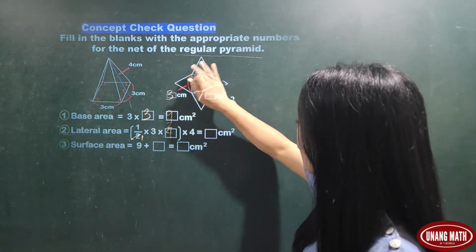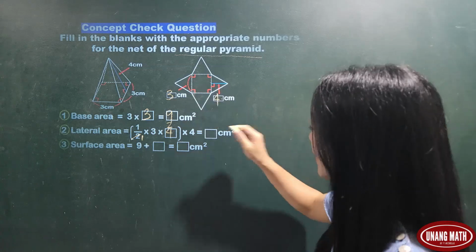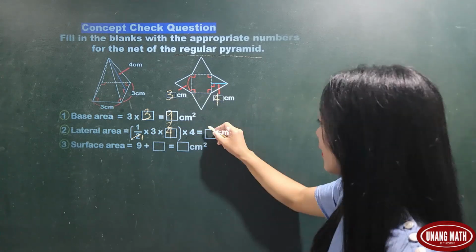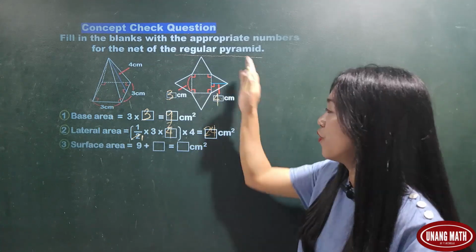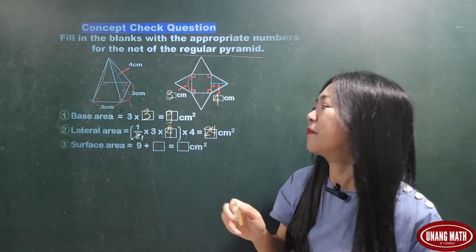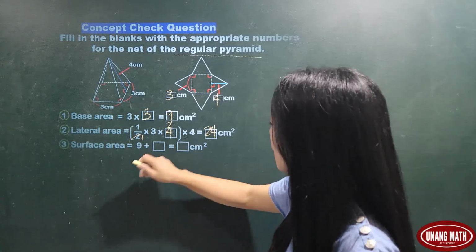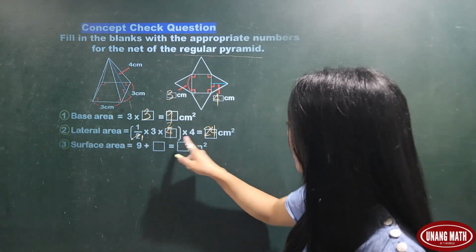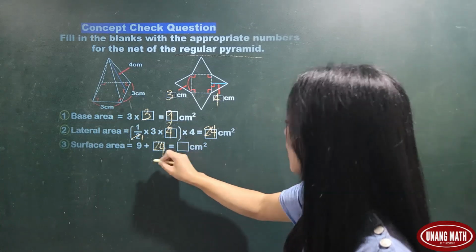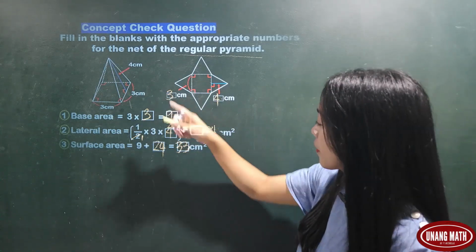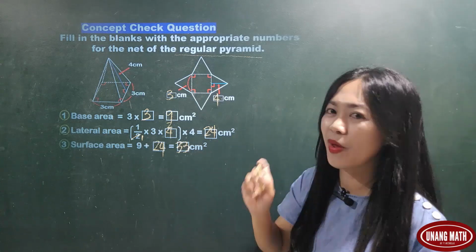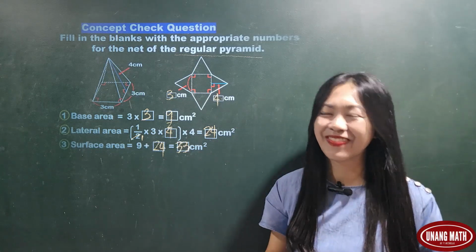Since there are 4 congruent lateral faces, multiply it by 4, which is equal to 24. So 24 square centimeters for all the lateral faces. To find the surface area, we just need to add 9 plus 24, which is equal to 33. So the surface area of this regular pyramid is 33 square centimeters.